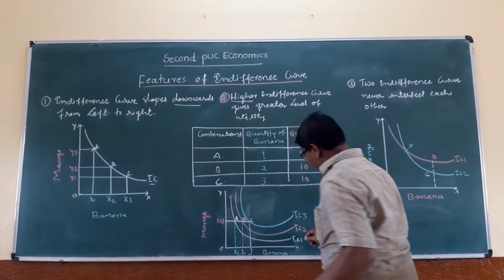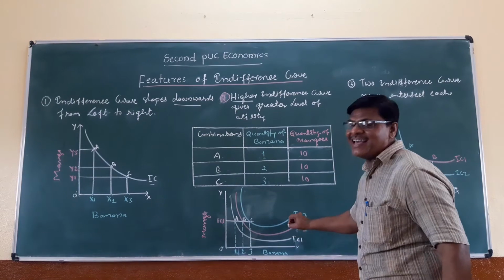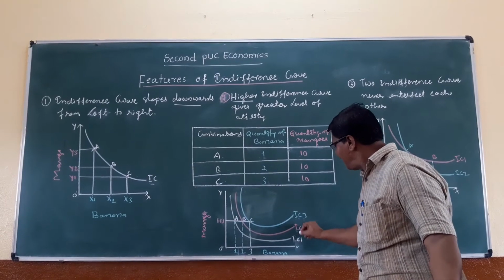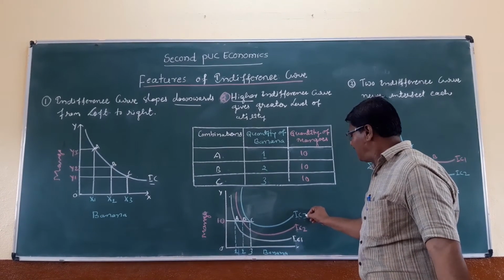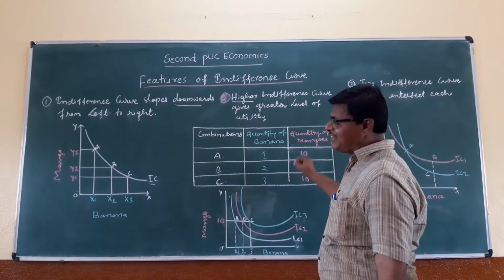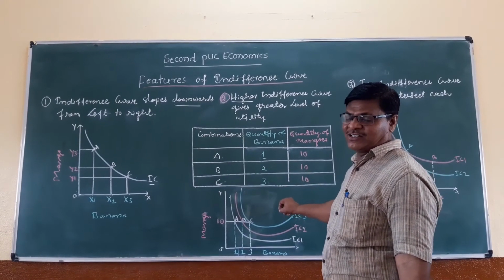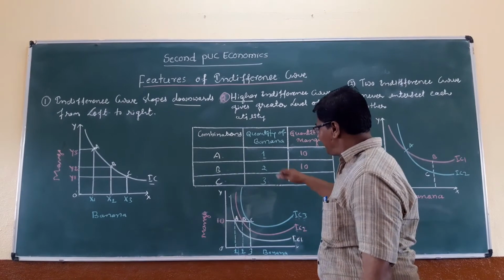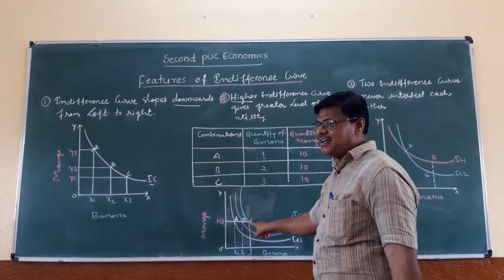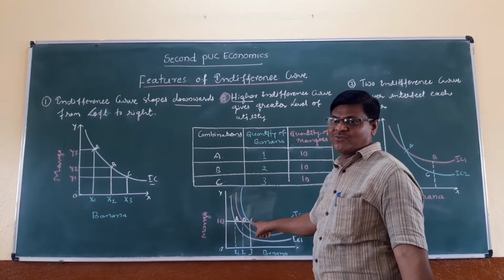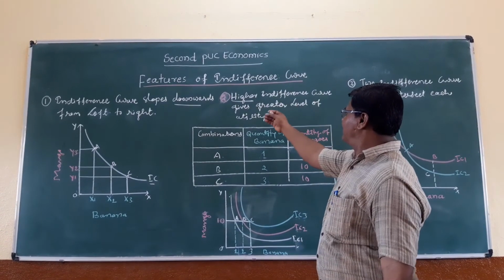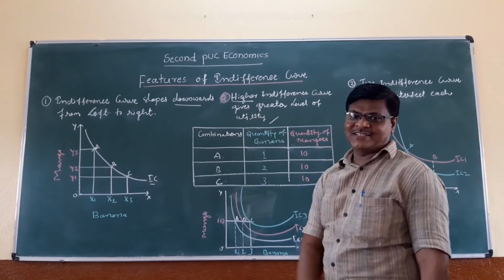So the indifference curves IC1, IC2, IC3 are higher and higher indifference curves. IC2 gives more than IC1, and IC3 gives more than IC2. So the indifference curve gives higher and higher satisfaction, or higher and higher utility, to the consumer. These are the indifference curves: A combination, B combination, C combination. And the C combination, on the higher indifference curve, gives more satisfaction than B and A.